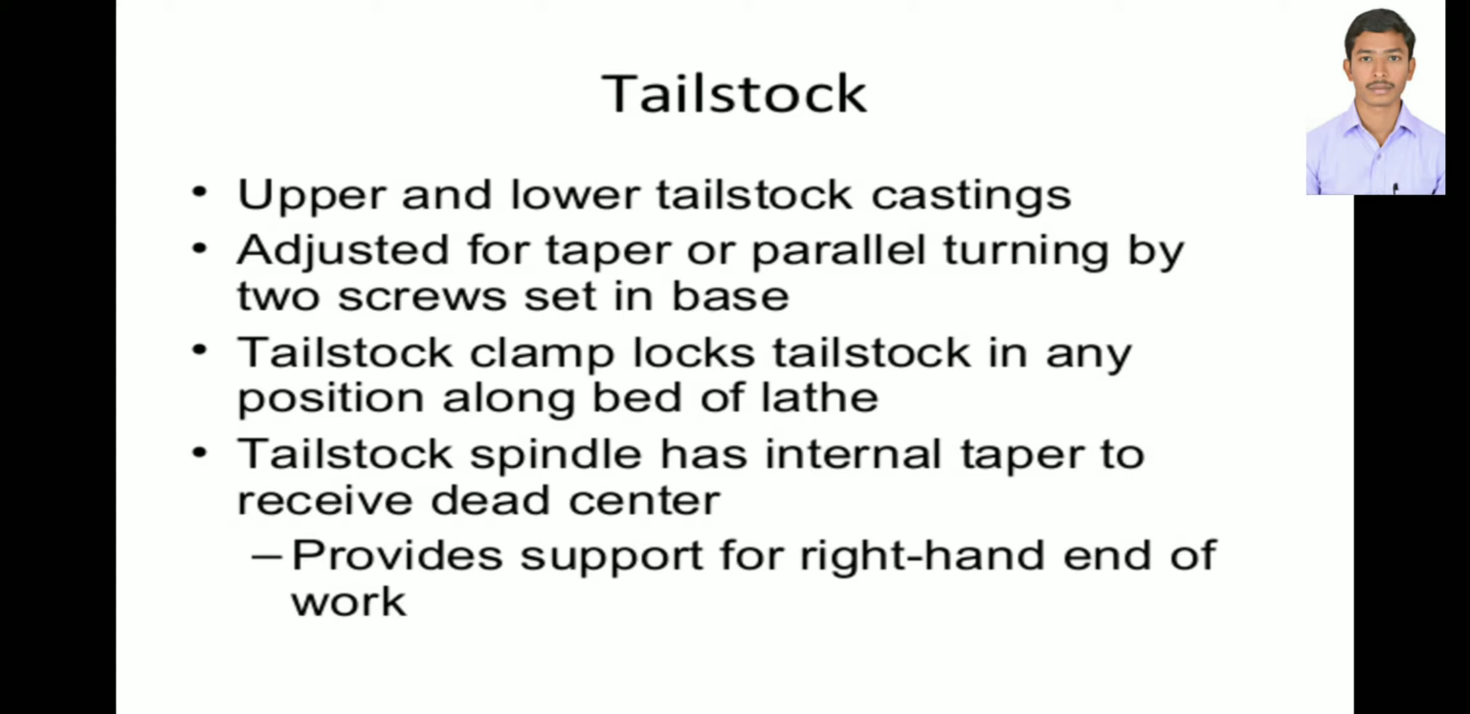It provides support for the right hand end of the work. The workpiece should be fixed on the headstock spindle, meaning the work holding device is placed in the headstock spindle, so it fixes the workpiece. The tailstock should be moved; the axis of operation is the same, the rotation is the same, but the tailstock should be moved on the lathe machine. So that is the tailstock.